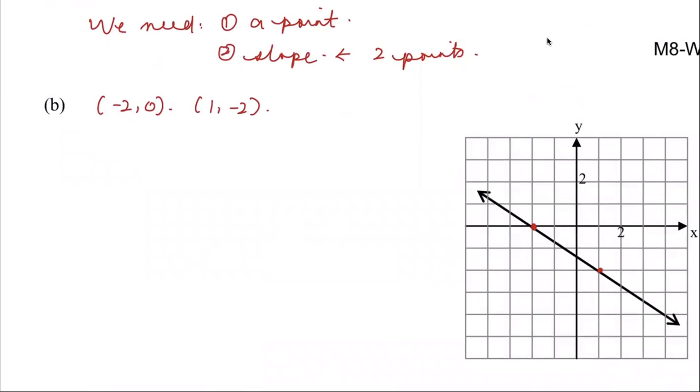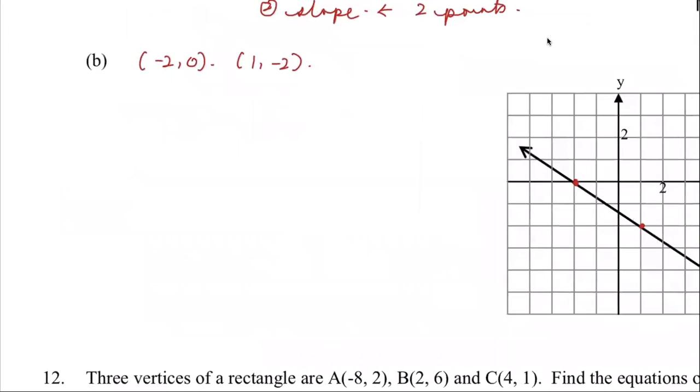Right? Now we find the slope. Step 1, find the slope. Slope is equal to -2 minus 0 over 1 minus -2, which is equal to -2 over 3. That's the slope, right? Now we have slope and 2 points, right? If we have slope and 1 point, we can find the expression.